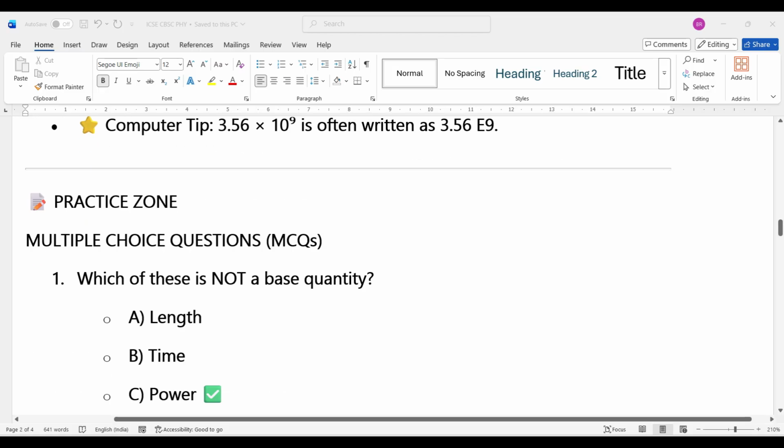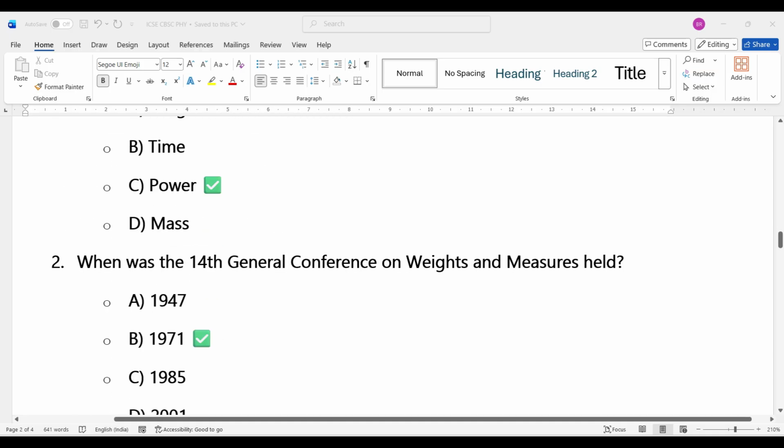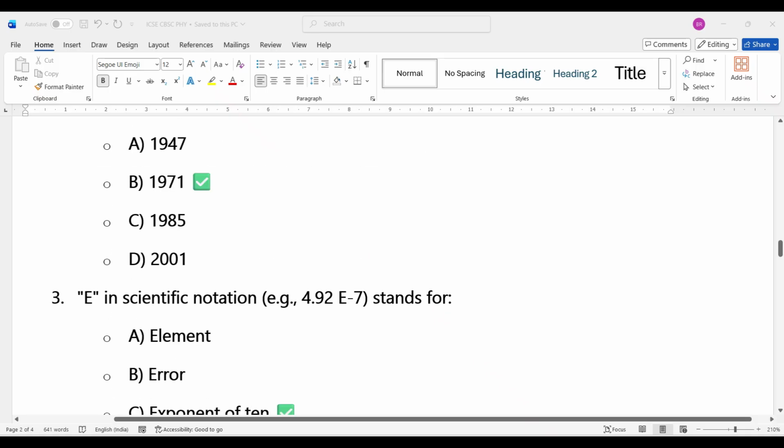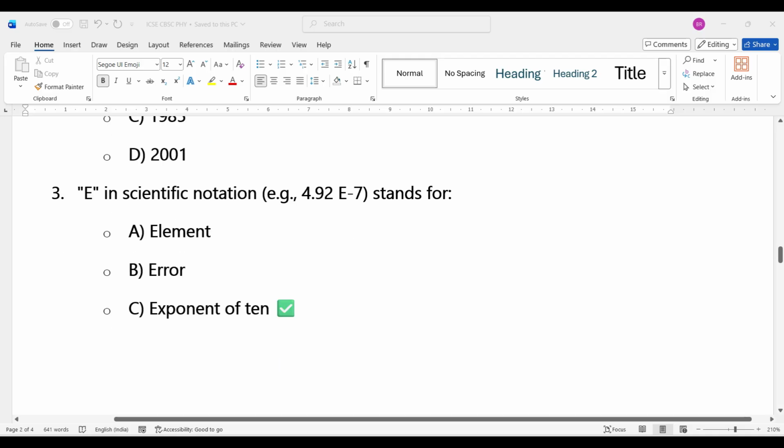Practice zone, multiple choice questions, MCQs. Which of these is not a base quantity? C. Power. When was the 14th General Conference on Weights and Measures held? 1971. In scientific notation, for example, 4.92 E minus 7, the E stands for C. Exponent of 10.